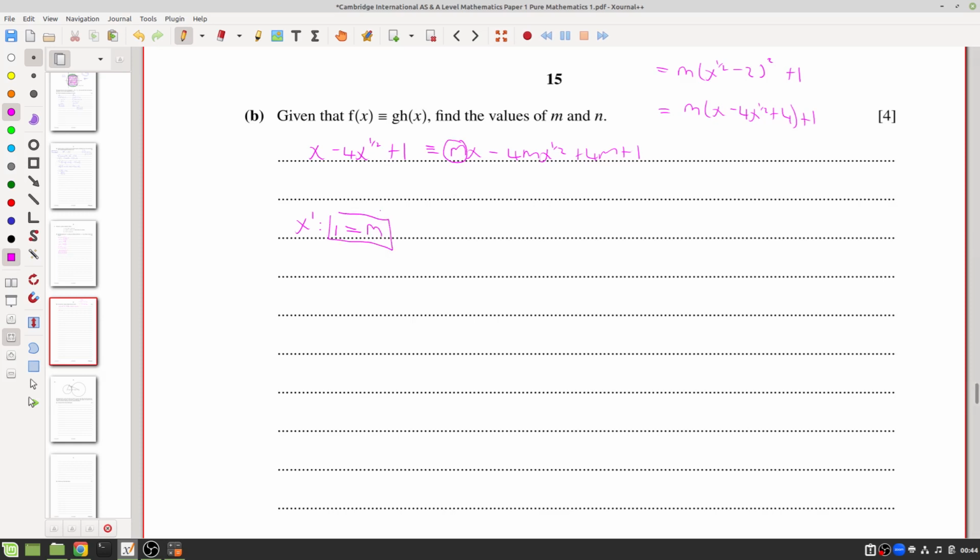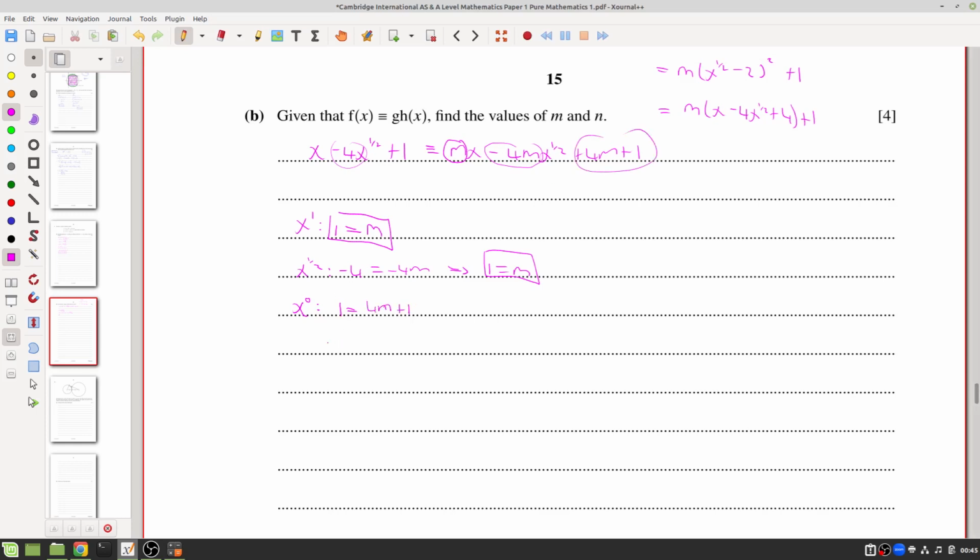So we've already solved for m. Then for x to the power half, on the left hand side we've got negative 4, and on the right hand side negative 4m. That's just going to yield the same answer. Divide both sides by negative 4 and we get 1 equals m. So we already have that. It doesn't help us much, but it's nice to see that we're right. If this wasn't the same, we'd have a contradiction, which would be a problem. And then for our constants, on the left hand side we've got 1, and on the right hand side we've got 4m plus 1.